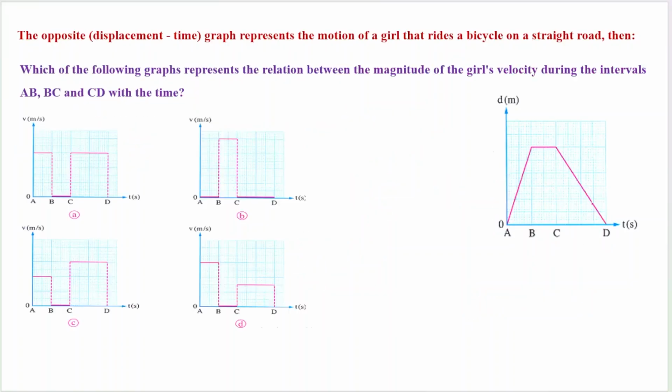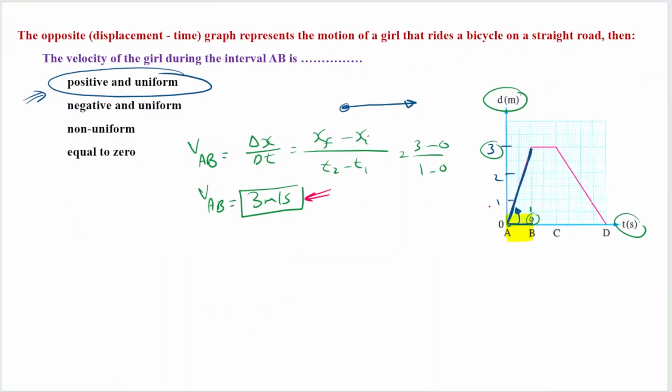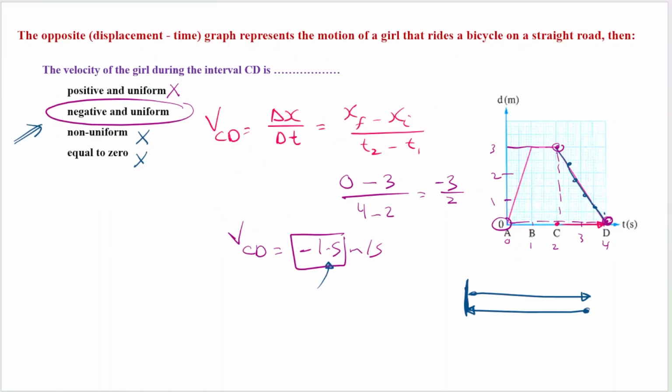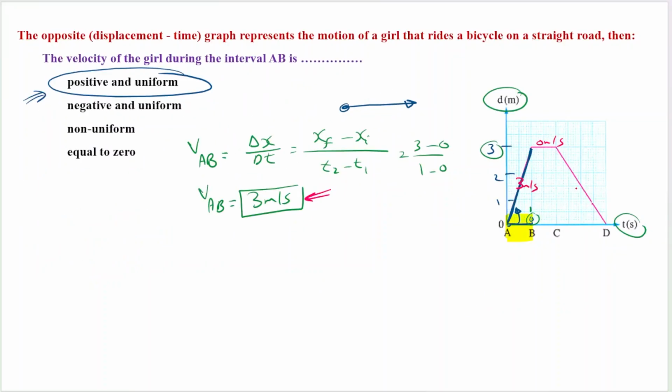We have another question. Which of the following graphs represents the relation between the magnitude of the girl's velocity during the intervals AB, BC, and CD? Can you see? We have calculated them, by the way. The velocity of the girl during the first interval was 3 meters per second. This is 0. And during the last one, it was negative 1.5. So if we are just talking about the magnitude, the velocity of the girl here is maximum. This is a little bit slower, and this is the minimum.